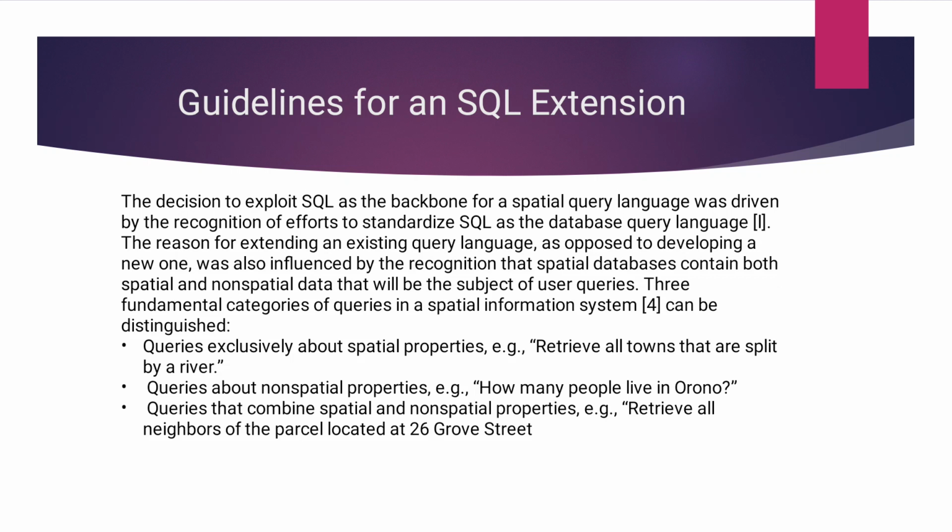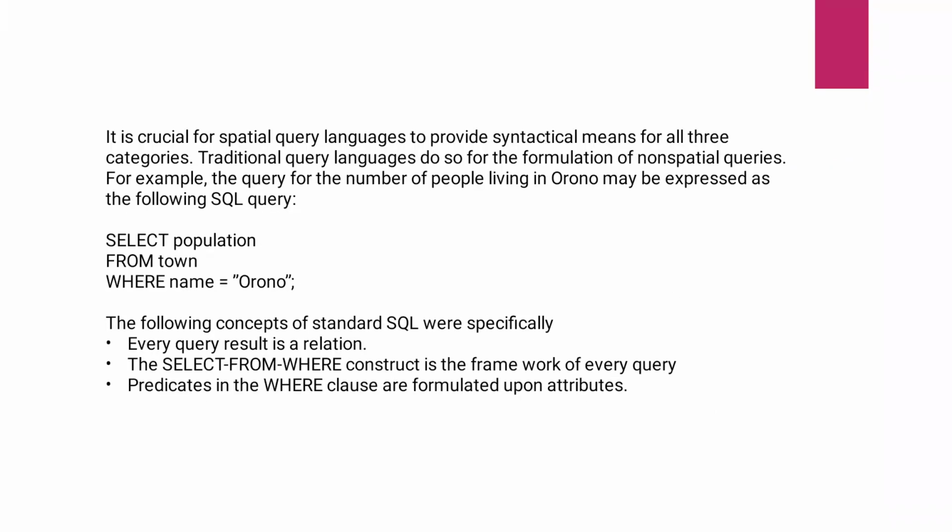Three fundamental categories of queries in a spatial information system can be distinguished. Queries exclusively about spatial properties, for example, retrieve all towns that are split by a river. Queries about non-spatial properties, for example, how many people live in Orono. Queries that combine spatial and non-spatial properties, for example, retrieve all neighbors of the parcel located at 26 Grover Street. It is crucial for a spatial query language to provide syntactical means for all three categories.